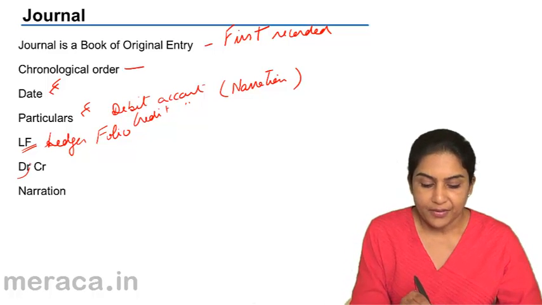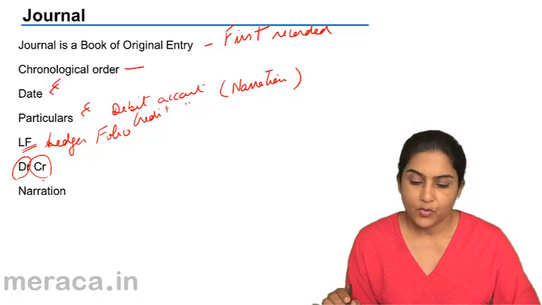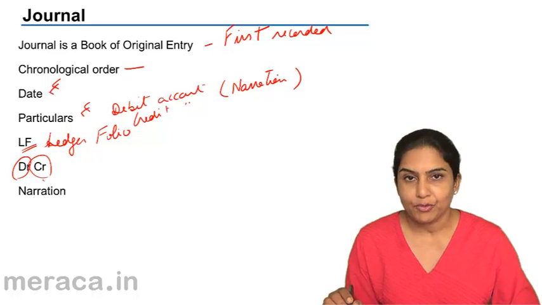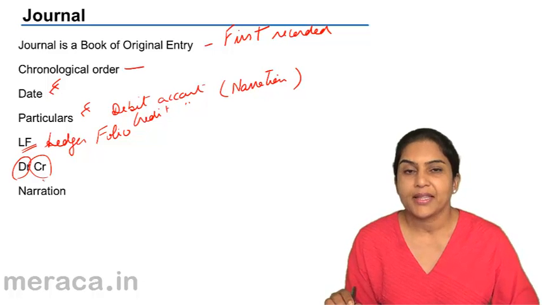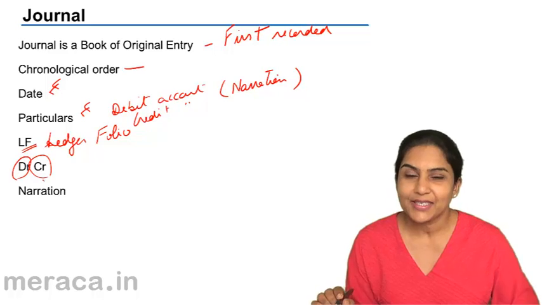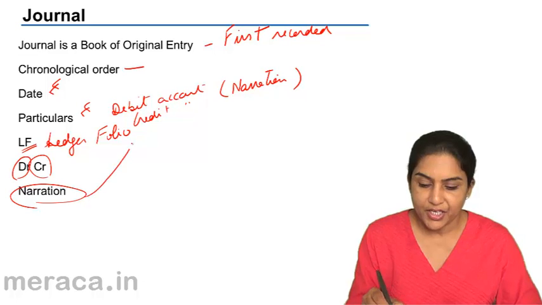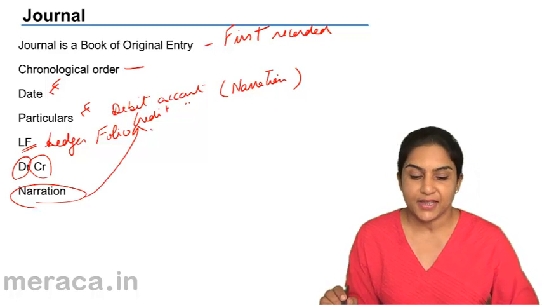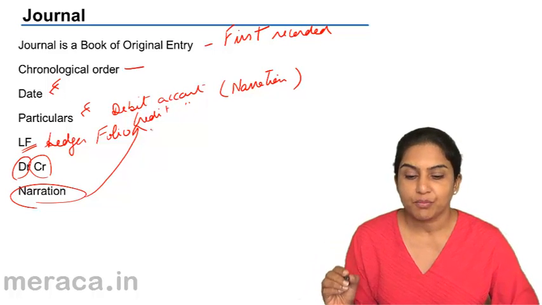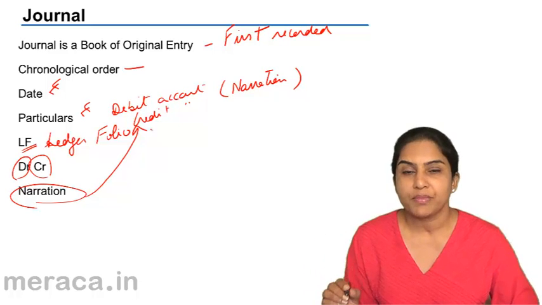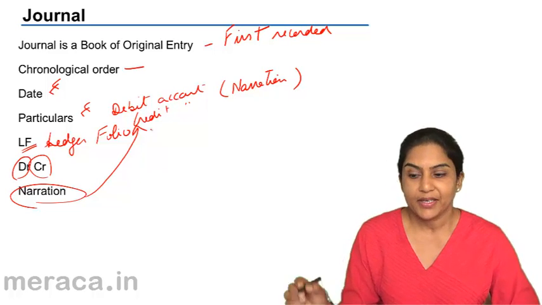We also have two columns. One is a debit column and one is a credit column. So when an account is debited, the amount by which that account is debited is entered in the debit column, and the amount by which an account is credited is entered in the credit column. Narration, like I said, is an explanation of the transaction which appears in the particulars column itself. So what is a journal? A journal is a book of original entry wherein all business transactions are first recorded in a chronological manner in the format.